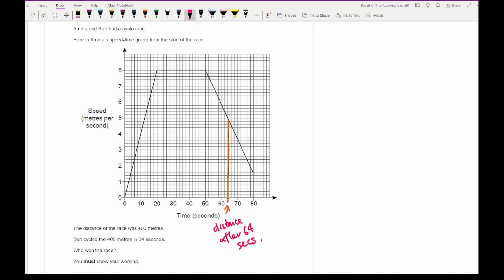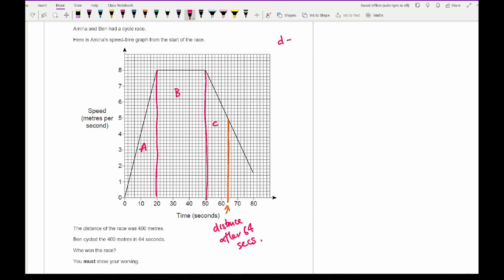So what we need to do is work out the area of this graph, because the area of a speed time graph represents distance. So what we're going to do is split Amina's graph into 3 shapes. The first one is a triangle, the second one is a rectangle, and the third one is a trapezium. So let's just call this A, B and C.